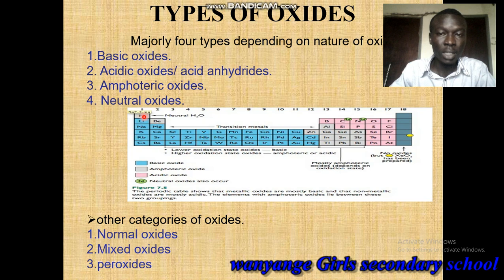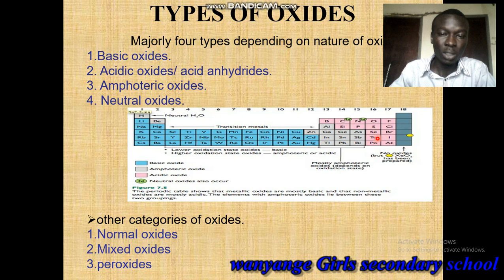Okay? Then you realize that this group of elements has no oxides. Why does it have no oxides? These are group 8 elements which are not reactive. Therefore, they don't form oxides. Okay? Apart from one which is slightly reactive, that is xenon, which is able to form an oxide.